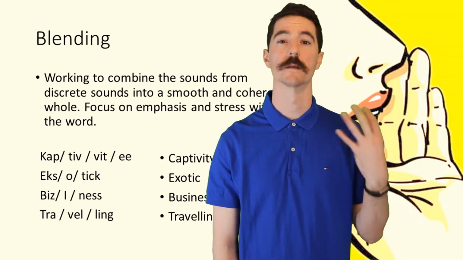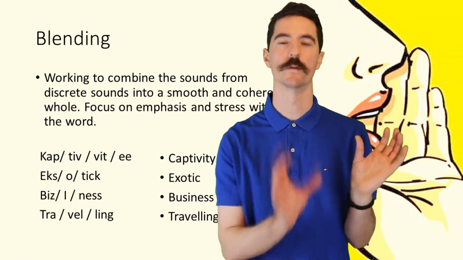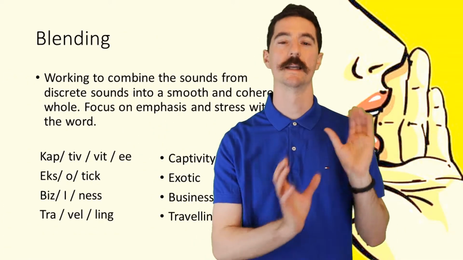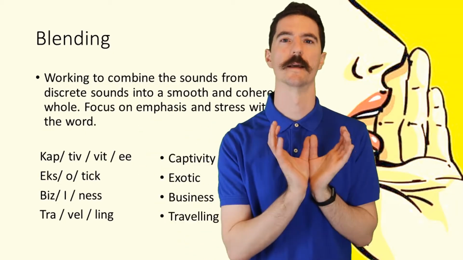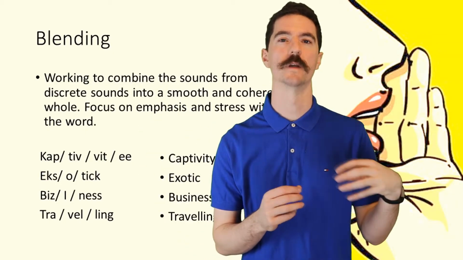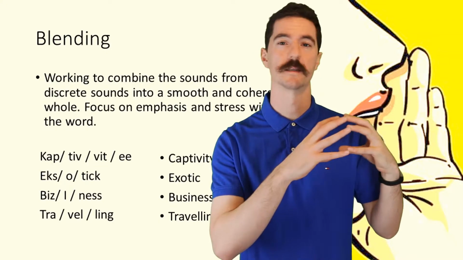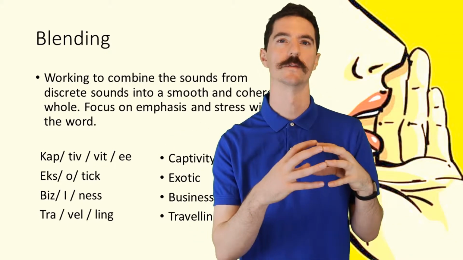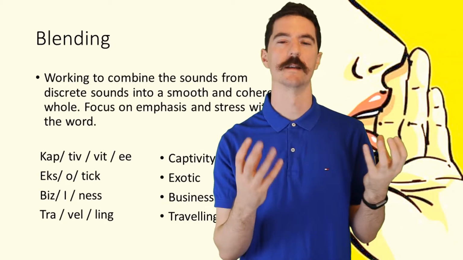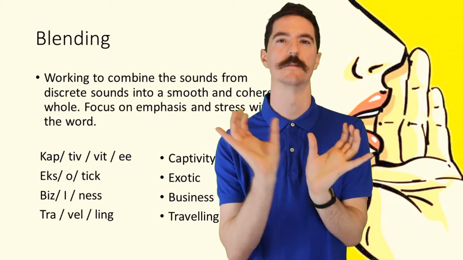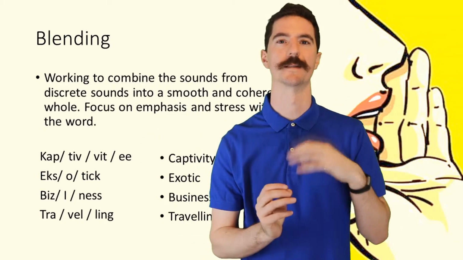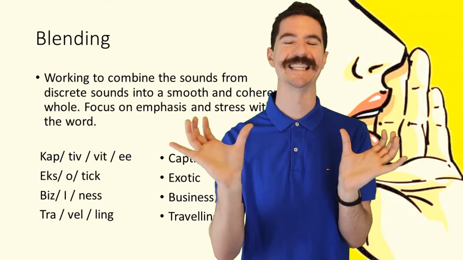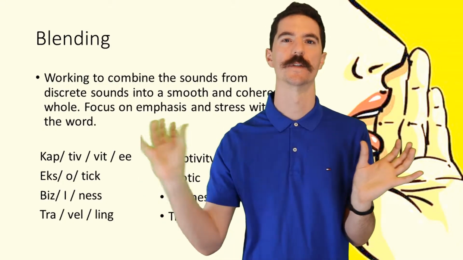Okay, so for the blending stage, you've got the word, you've broken it down into its syllables, and you've practiced each of the sounds in isolation. And then what you have to do is, it's basically just repetition. You say the word naturally. So what you've done is you've accentuated and forced the student to see the individual sounds as they are. So you might say cap, tiv, it, ee. So you've got the 4 sounds there.